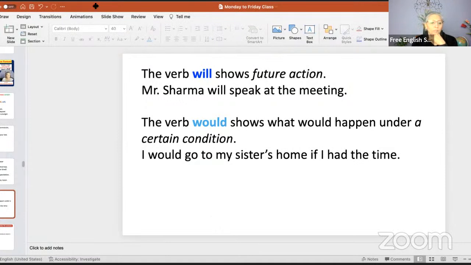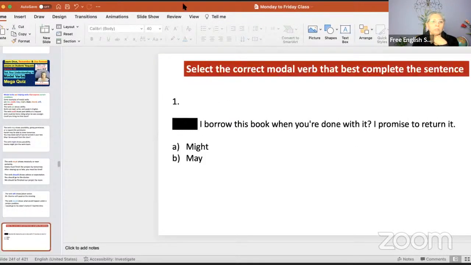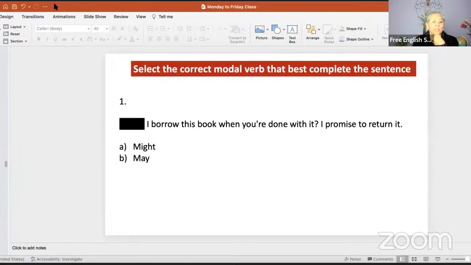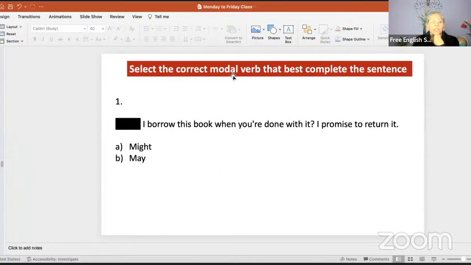Okay. So next one. So this is your time to answer the questions. So select the correct modal verb that best complete the sentence. Blank I borrow this book when you are done with it. I promise to return it. Tell me what modal verb we are going to use that best complete this sentence.